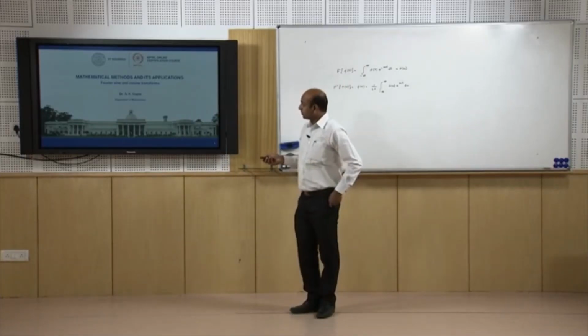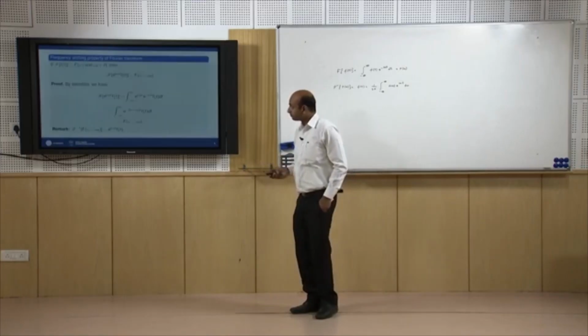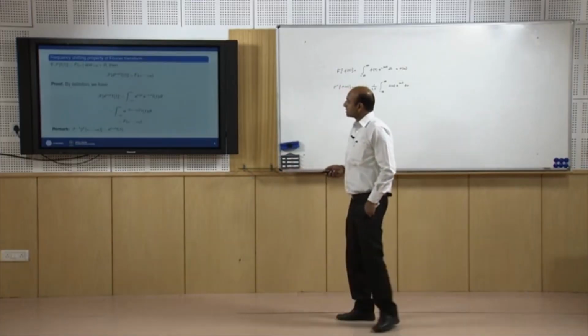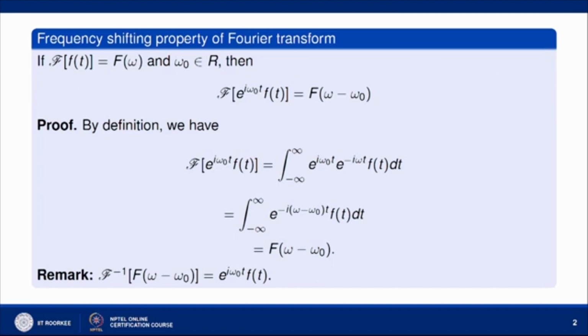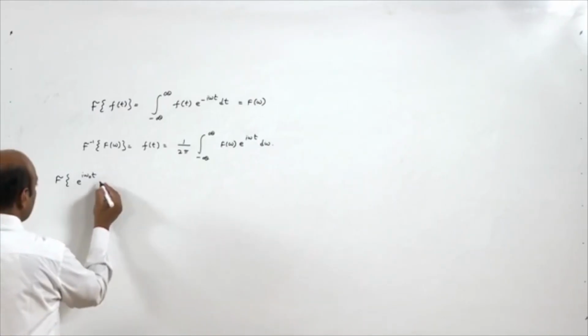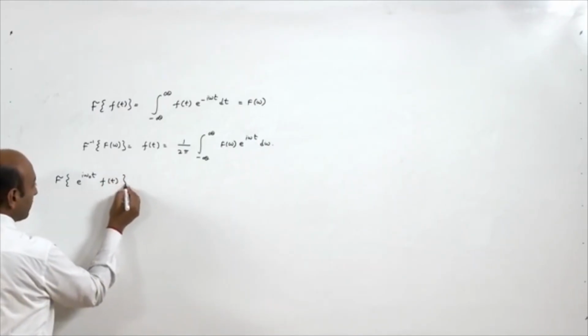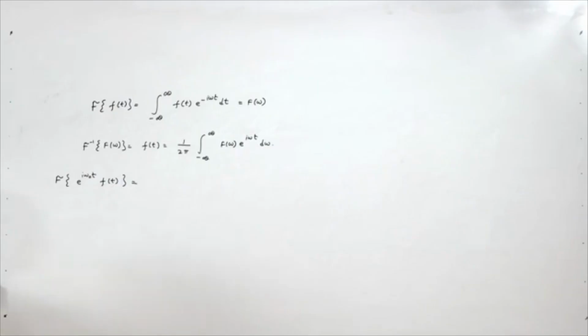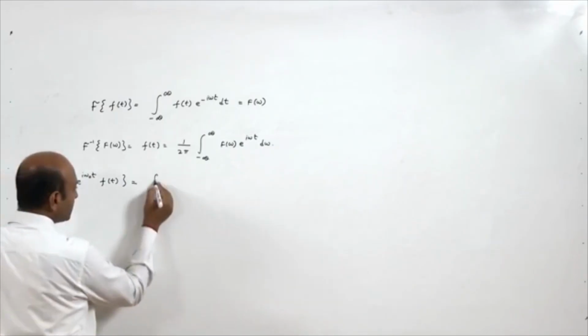Now, sine and cosine transforms. Before discussing sine and cosine transforms, let us discuss the shifting property of the Fourier transform also. Suppose the Fourier transform of f(t) is F(ω) and ω0 belongs to R. Then the Fourier transform of e^(iω0t) f(t) is a very simple property. Let us find the Fourier transform of this. So, the Fourier transform of this is nothing but the integral from minus infinity to plus infinity.